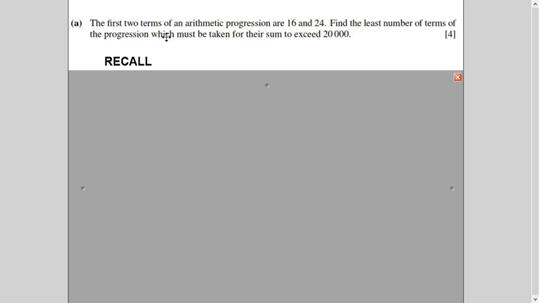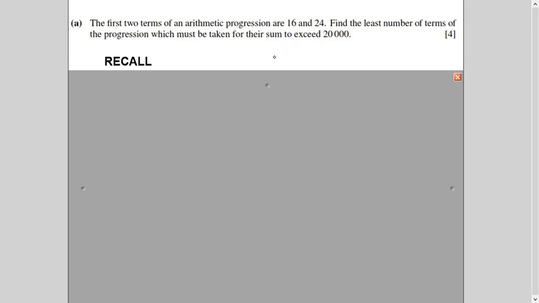So the information given to us about the arithmetic progression is that the first term is 16 and the second term is 24, because the question is saying first two terms. You have to find the least number of terms in the progression so that when you add them up, the sum is more than 20,000.